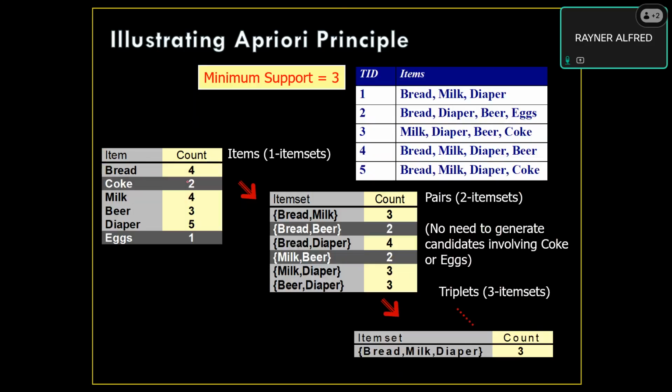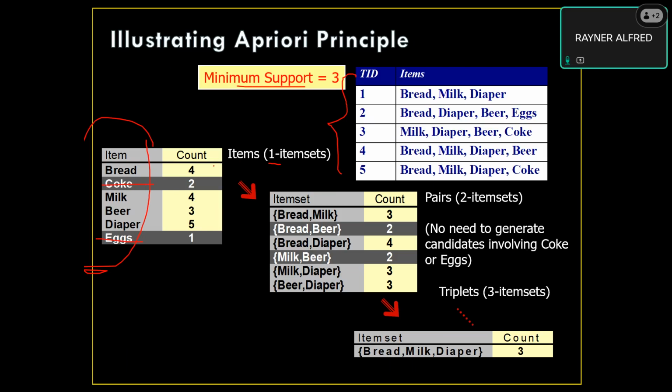Okay, so how do we apply this in a real transaction? For instance, over here we have the transactions, and the minimum support is 3. So we start with one item set. We list all the possible one item sets that we have, and then we count the number of transactions. Since the minimum support is 3, we ignore this. We no longer have to find the next stage here.